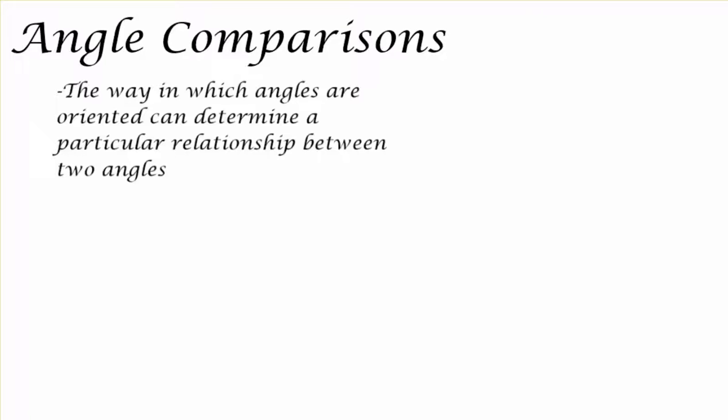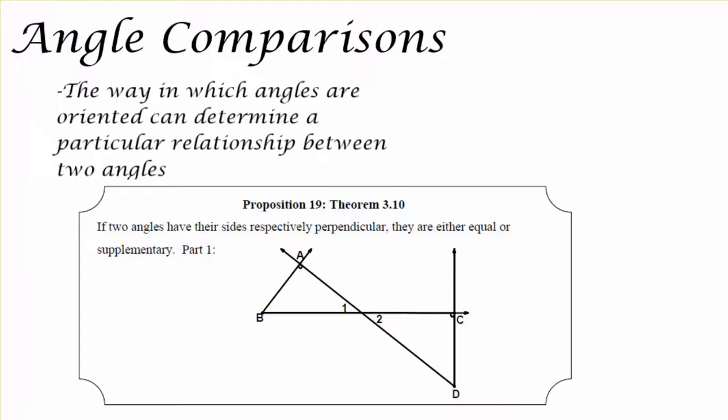Welcome to the lesson on angle comparisons. In this lesson, we will make note of a special relationship between the sides of angles and what relationships it can make. Now, the way in which angles are oriented can determine a particular relationship between two angles. To look at it more specifically, we'll take a look at two angles and how we can solve a proof between them.